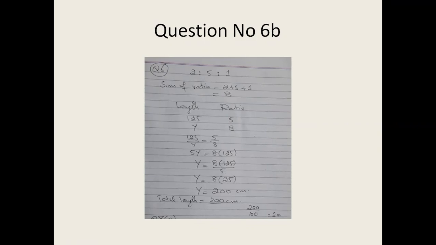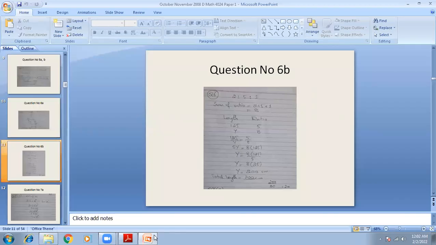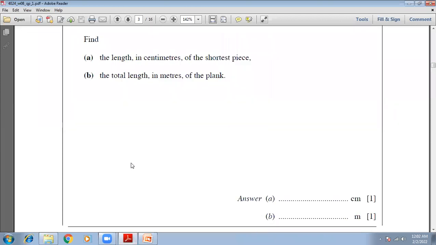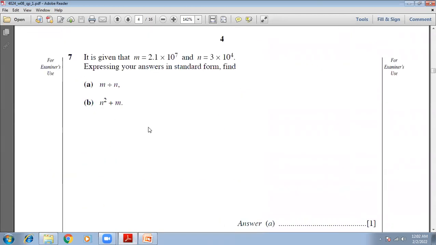But that is in centimeters. You divide it by 100, it will be converted into meters. So 200 divided by 100, and that will be 2 meter. So the total length of the plank is 2 meters. So this is all the question number 6, and it's B part. Let me show you the question. Oh yeah, we are done with it.